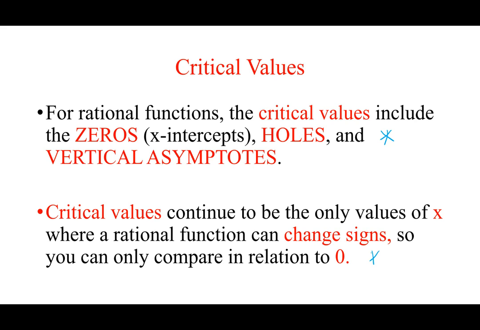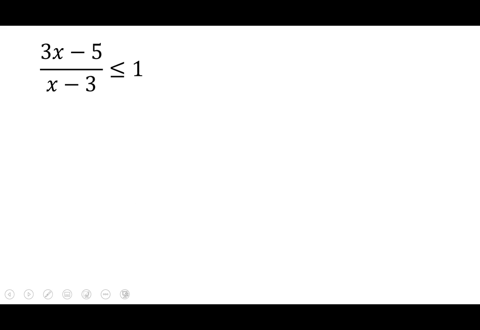Critical values continue to be the only values of x where the graph can change signs. So just like before, this has to be in relation to 0. If you think about what the graphs of rational functions look like, remember that oftentimes when you had a vertical asymptote, one half of the graph would be going down to negative infinity, the other part of the graph would be going up to positive infinity. As far as we're concerned, that is considered to be a change in sign. So hopefully it makes sense why those have to be added to our list of critical values. Now that we have extended the definition of what critical values are, let's go ahead and get to it.